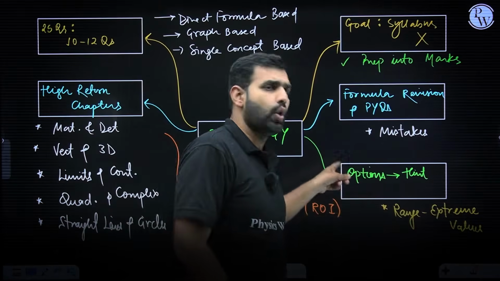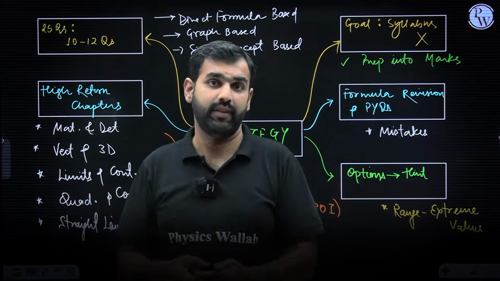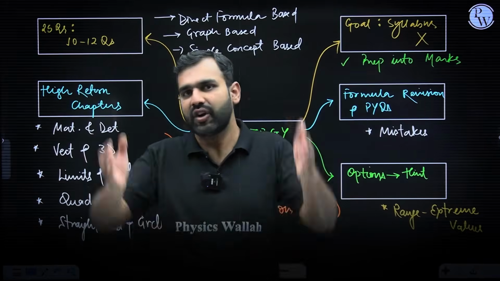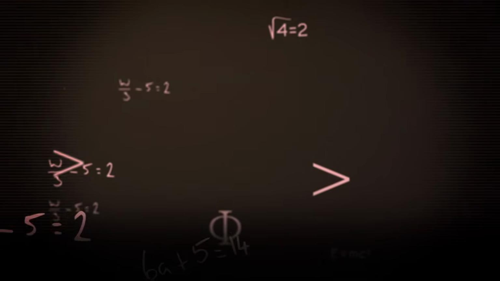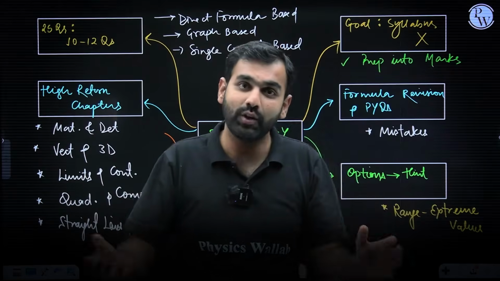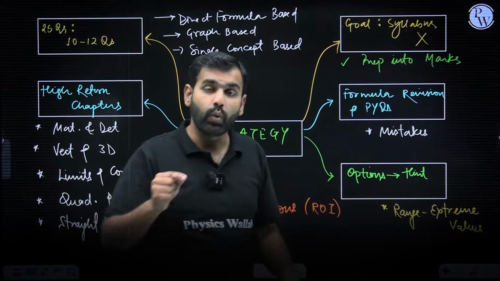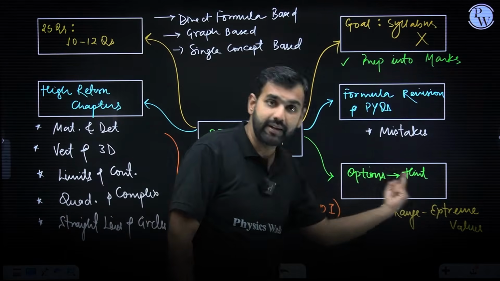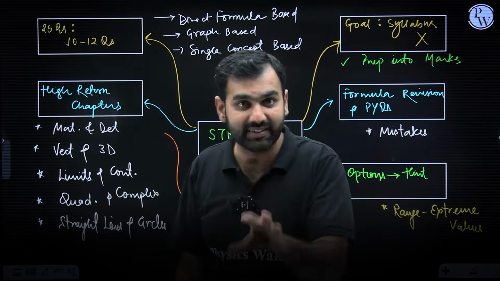And why do you not treat options as hints? They are not your enemies. For example, if there is a range-based question, now try the extreme values from the options. Your job is done, your question is done. A lot of lengthy questions can be done or eliminated with the help of options if you analyze optimally.